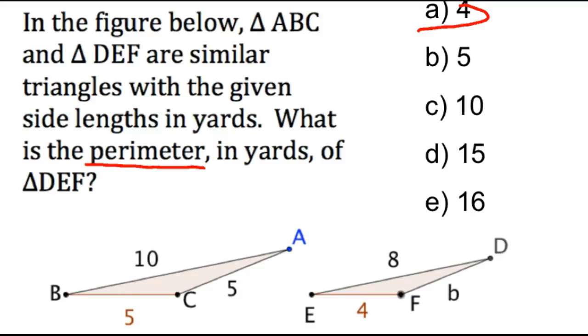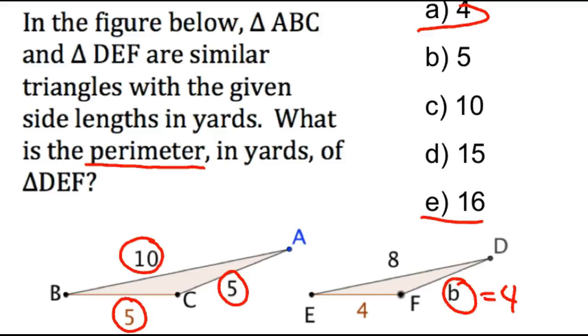And you notice that you got 5 and 5 and 10 for side lengths. So this is an isosceles triangle. That means this one has to be an isosceles triangle, so B has to be 4 if you quickly did that. And so 8 plus 4 plus 4 is 16. So that's the answer to it.